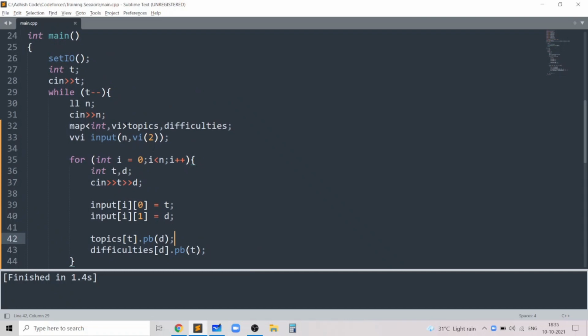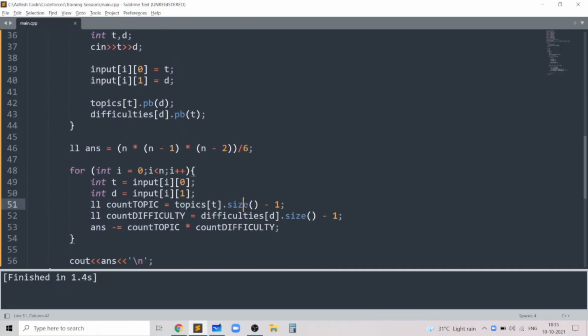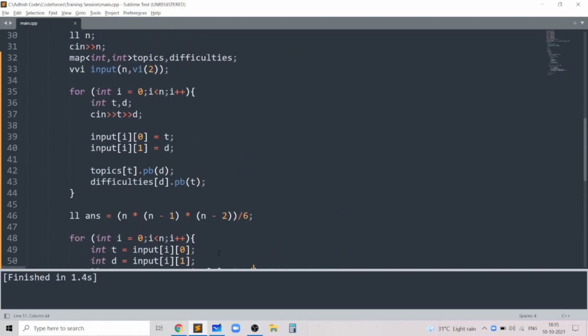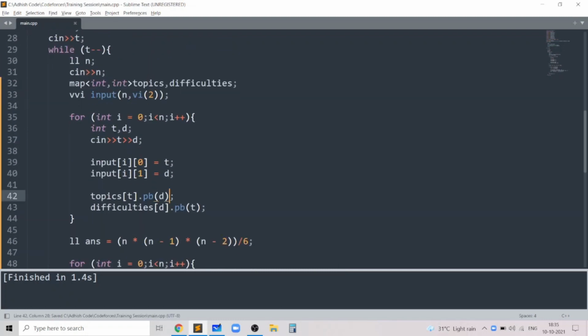Another way to do it is to just use an int. So I'll actually show that now. The reason why we use an int is because when we find the number of topics and the number of difficulties, we can directly access it instead of doing dot size. So we can store a map to int in topics and difficulties. So topics of T will increase by 1 and difficulties of D will increase by 1.